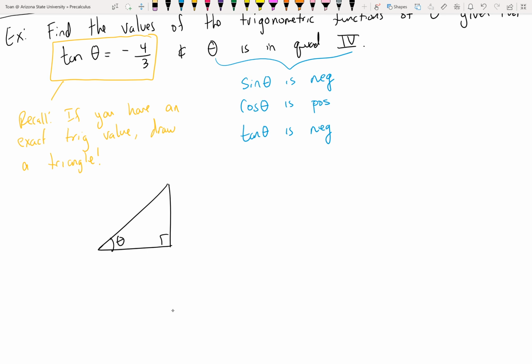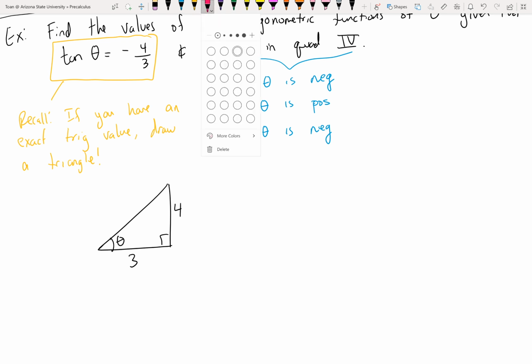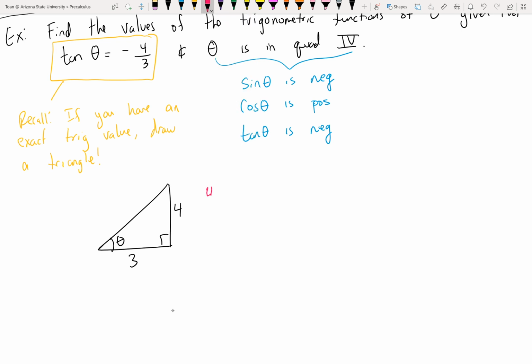Again, since we've taken care of the positive or negative, I ignore the negative. Just focus on the side lengths. So tangent is opposite over adjacent. I know the opposite of this angle is 4, the adjacent is 3, and we can use Pythagoras' theorem to figure out the missing side, right? 4 squared plus 3 squared equals, I'm missing c squared, so 25 equals c squared, 5 equals c. So I know that this guy's 5.